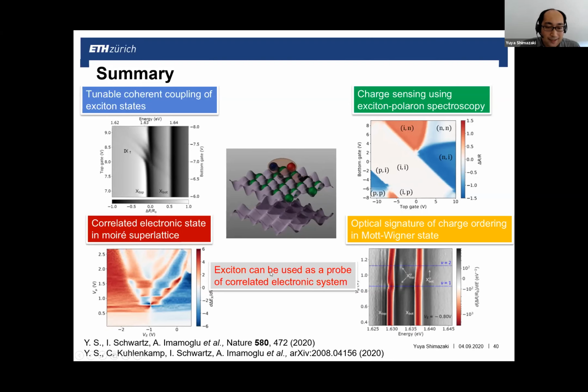So the take-home message: the exciton can now be used as a probe of a correlated electron system in TMD bilayers. Thank you very much.